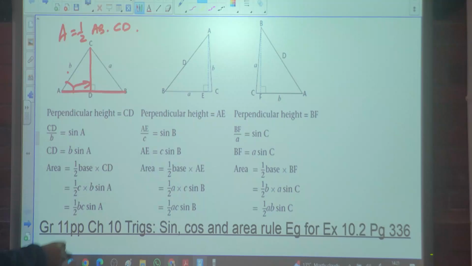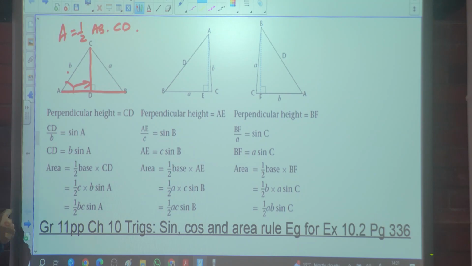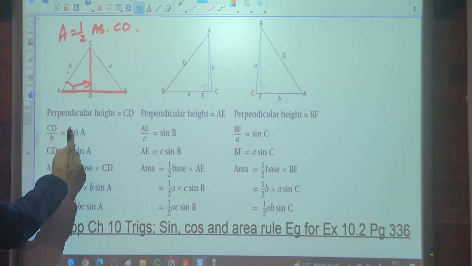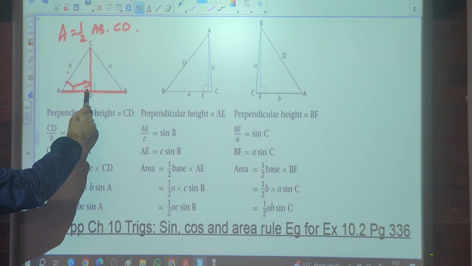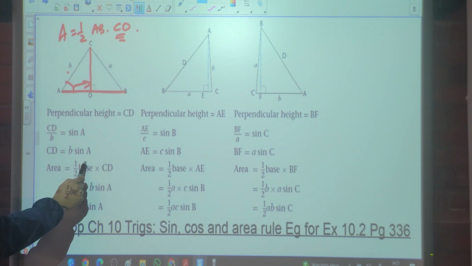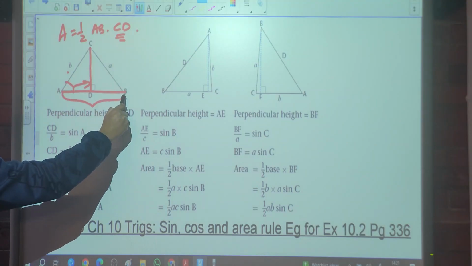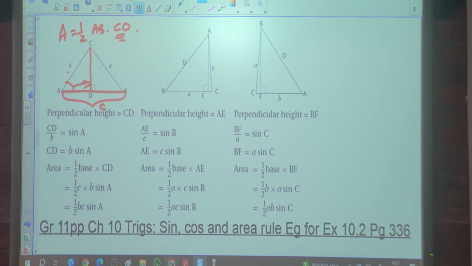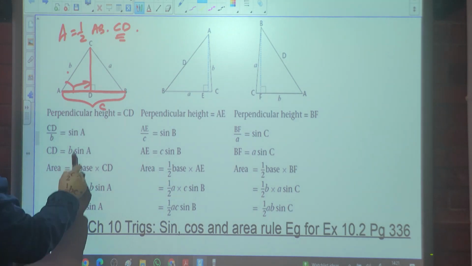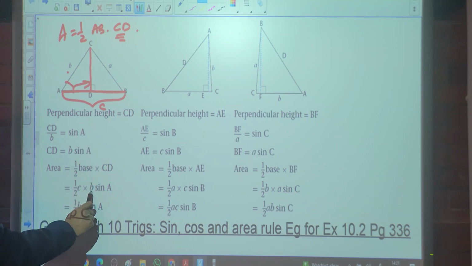So what they did was calculate CD in terms of lowercase b. Can you see that? CD over b is equal to sine of angle A, and we made CD, the perpendicular height, the subject of the formula. So CD is equal to b sine A. So the area is going to be half AB times CD. But what is also AB? Lowercase c. So it's half c times b sine A, which is half bc sine A. Can you see that, people?